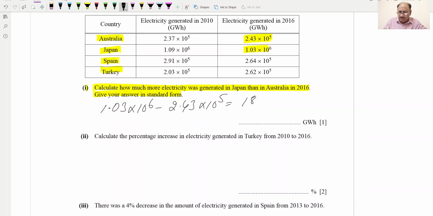787,000, but they are saying the answer should be in standard form. So for that, we move the decimal to after the first non-zero digit, taking 5 jumps, so it will be 7.87 into 10 raised to the power 5. If we are taking jumps to the left, it will be a positive power.